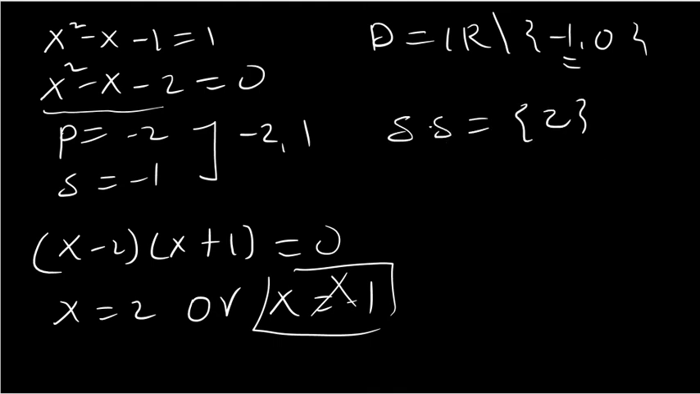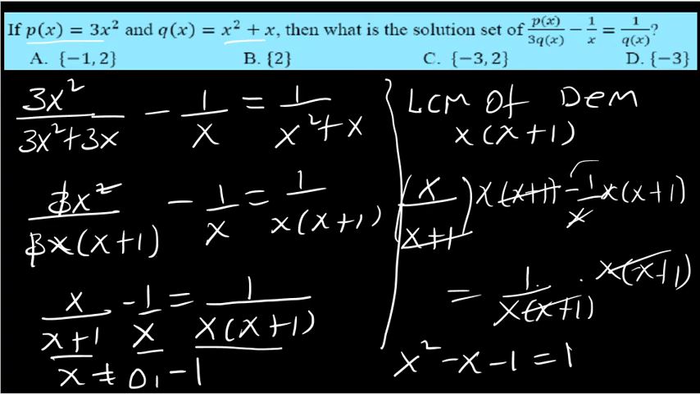So the answer is found in B. But look, the answer in A contains negative 1 and 2. We have got those through the process, so we need to take care of the domain also. So the answer is going to be B. Okay, let's continue to the next question.